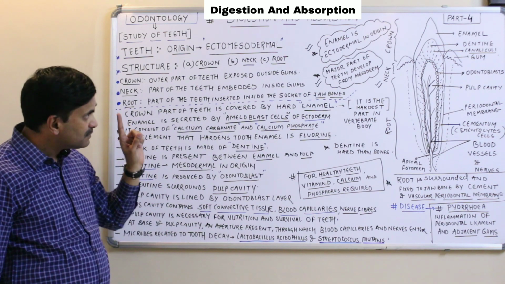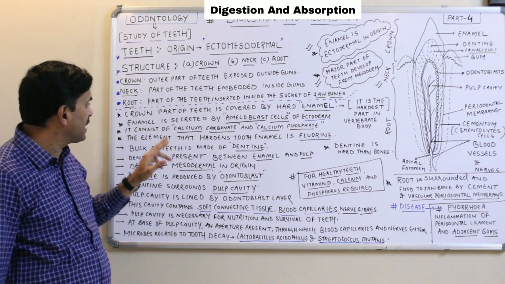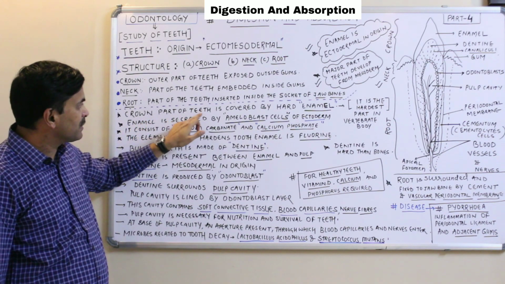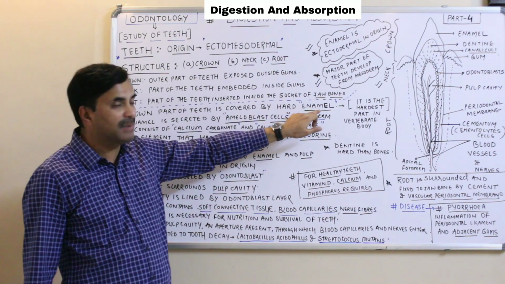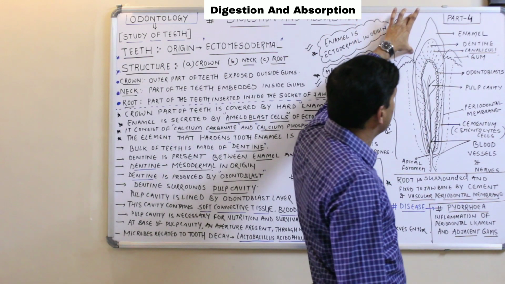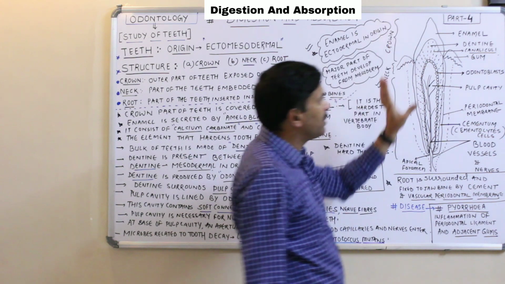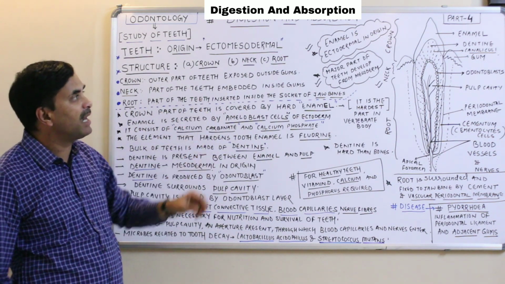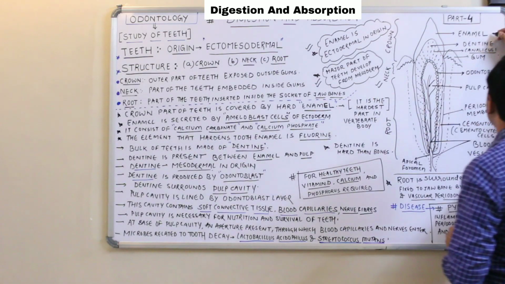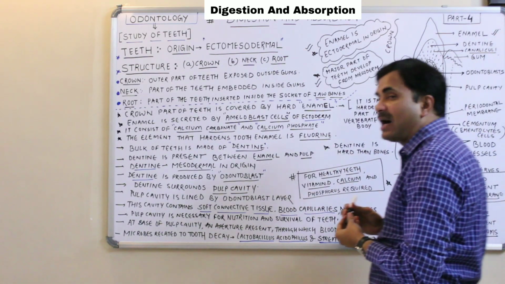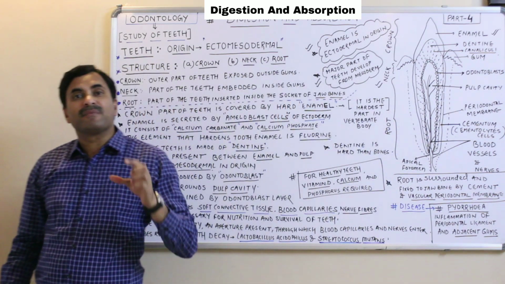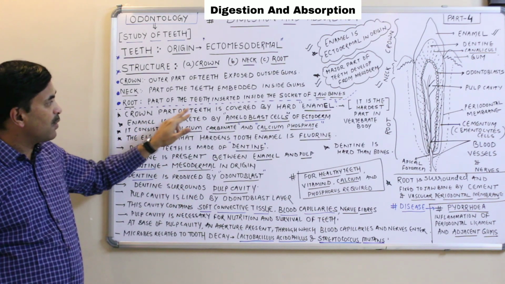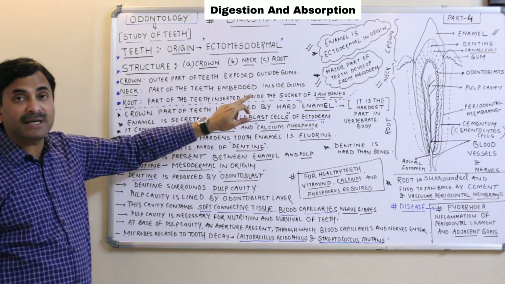Now let's have a discussion on each part of the teeth. First one is the crown. The crown part of the teeth is covered by hard enamel. We know that this exposed part of the teeth outside the gum is called the crown, and it is covered by hard enamel. We can also say that the visible white colored part is the enamel.